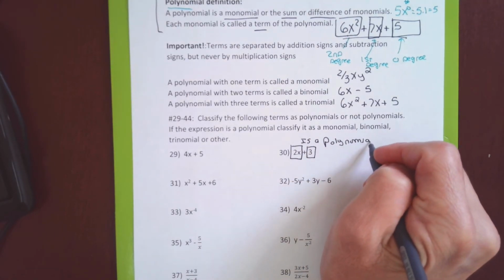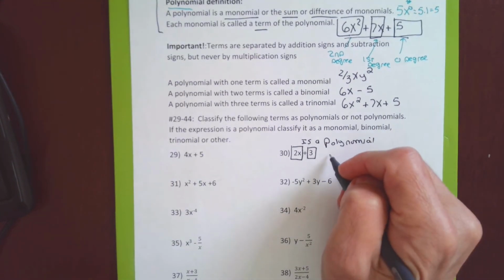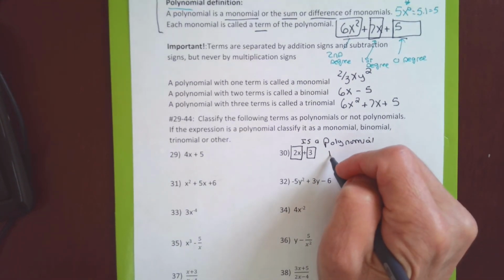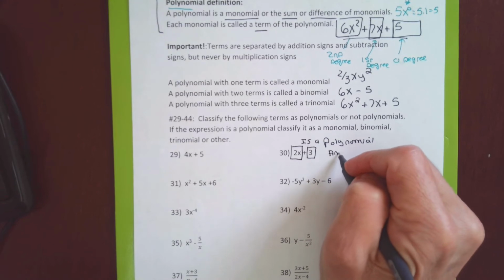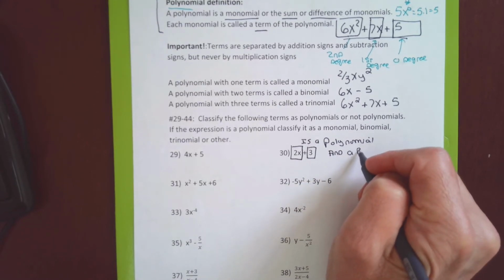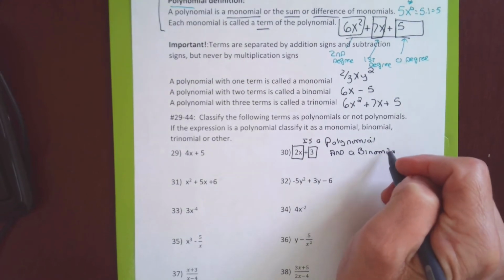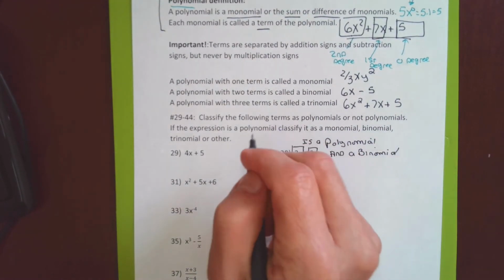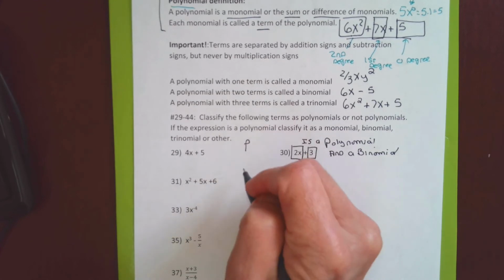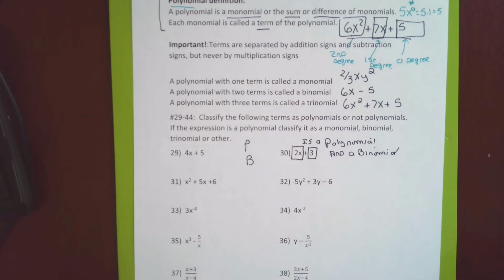And because it has two terms, it's a binomial. So it's a special kind of polynomial. It's a binomial because it's a polynomial with two terms. I guess if I was answering this, I'd say P for polynomial, B for binomial, and just call it at that.